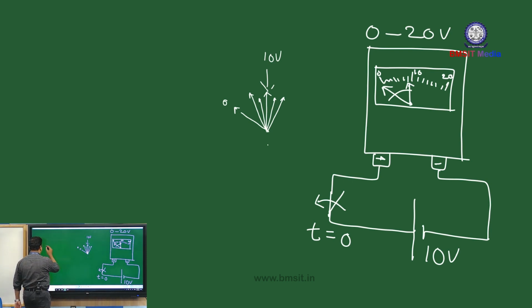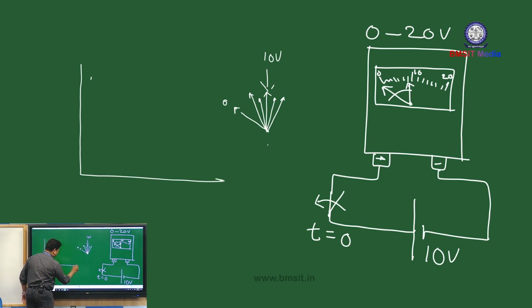I take the x-axis as time and the y-axis as voltage. Now it is a steady voltage applied to the circuit. This is my final value expected. I expect the voltmeter pointer should show me the 10 volt marking on the voltmeter. Now I will take the 10 volt here.